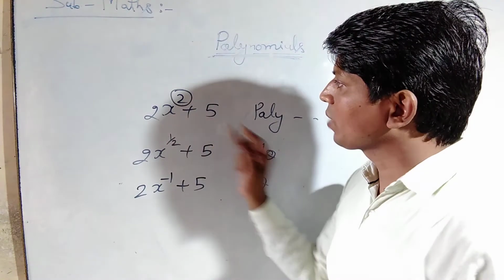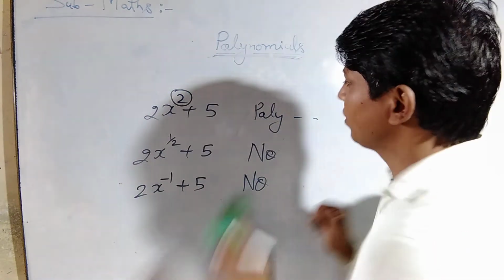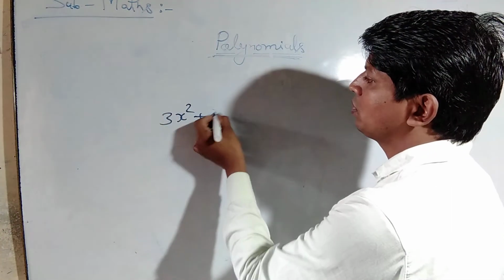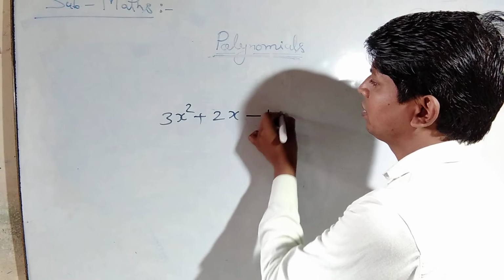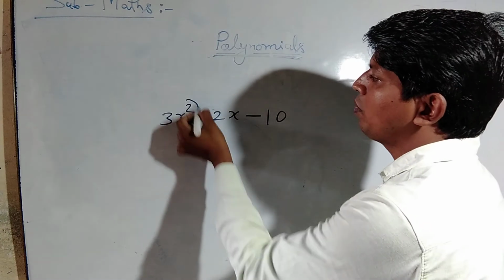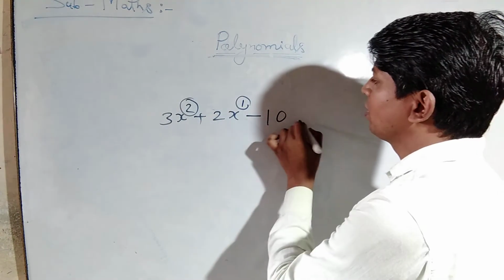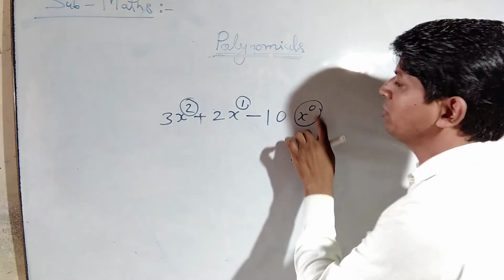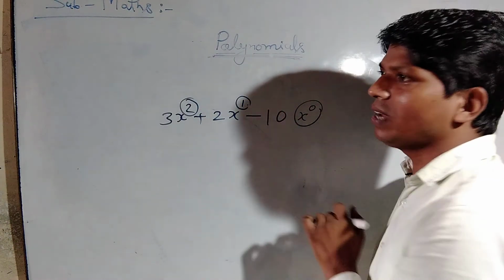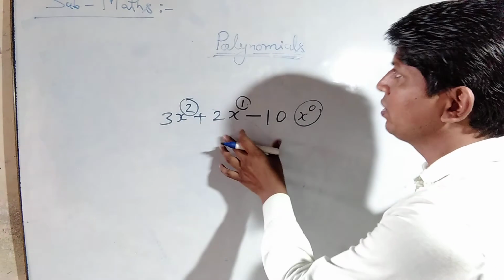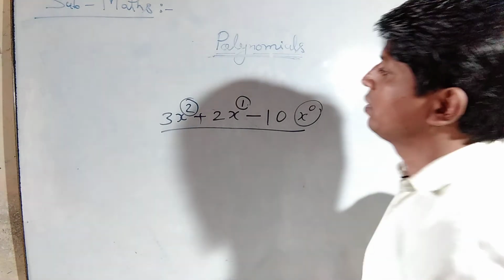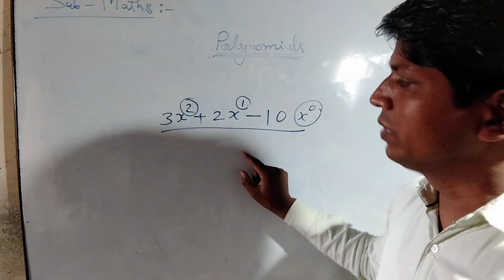It is clear. Let us take one more example: 3x square plus 2x minus 10. It is a polynomial because the powers are 2, 1, and x to the power 0, meaning power 0. All the powers of the variable are whole numbers, so it is a polynomial. According to this, I think the definition of polynomials is clear.